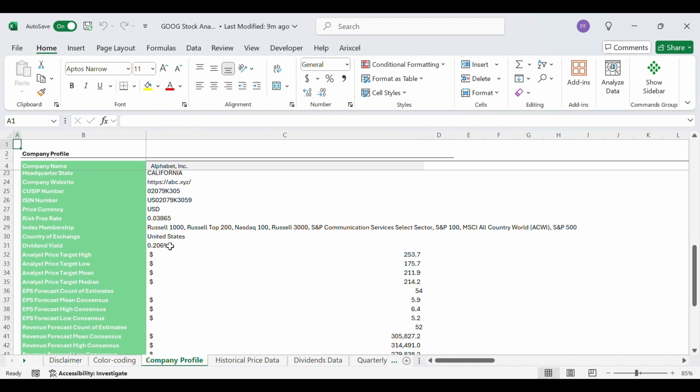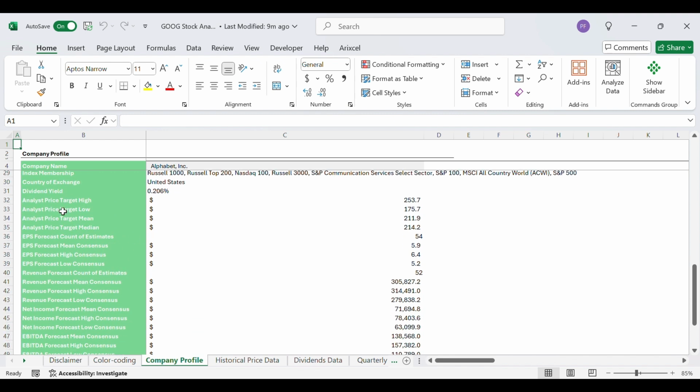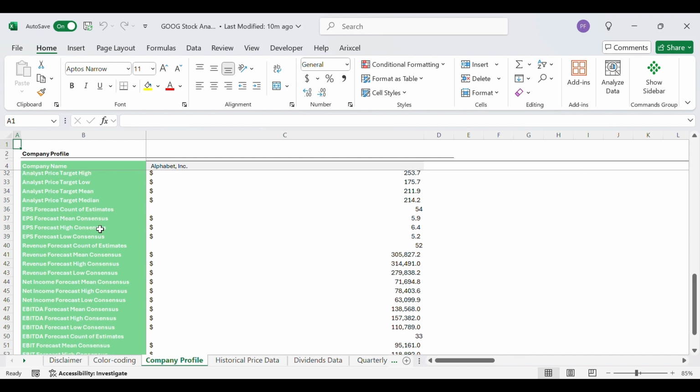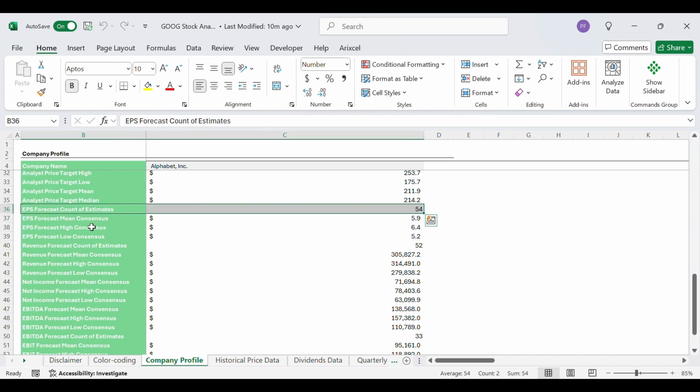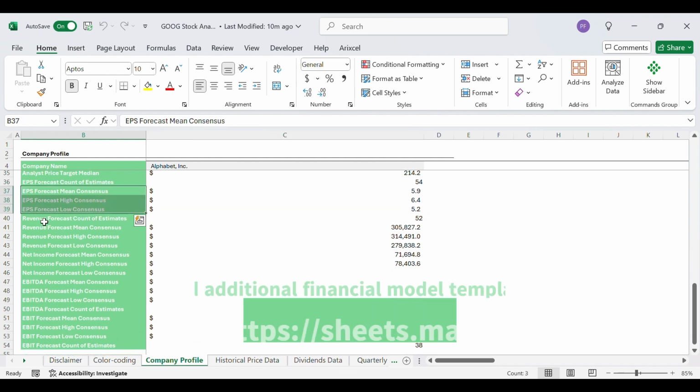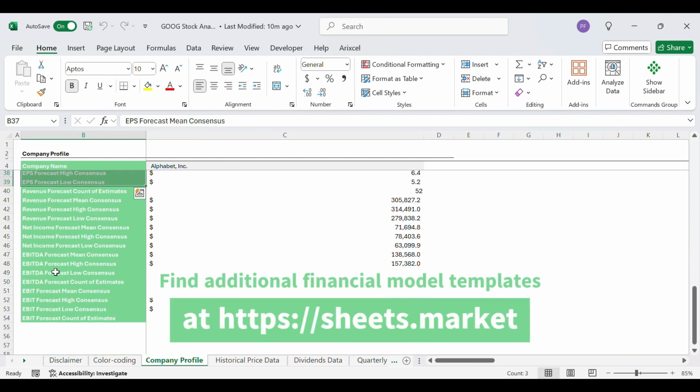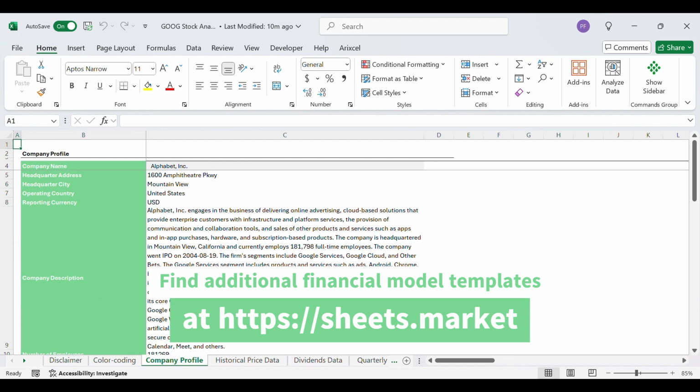risk-free rate, dividend yield, the analyst price target range with the high, low, and mean, and with the median as well, earning per share forecast with the number of estimates, and then the high, low, and mean consensus. Same for revenues, net income, EBITDA, and EBIT.